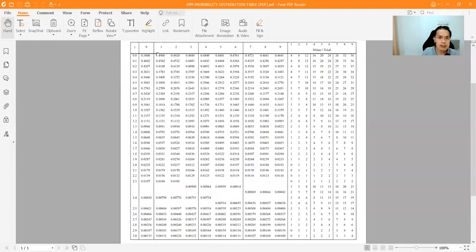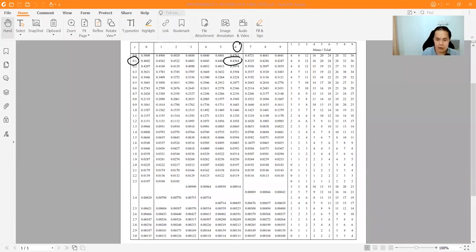0.4364. I'm going to use this 4364. Where is 4364? Okay, 0.4364 here. 0.16. Yeah, I hope I'm right. Yeah, 0.16. Okay, I hope you can see that.